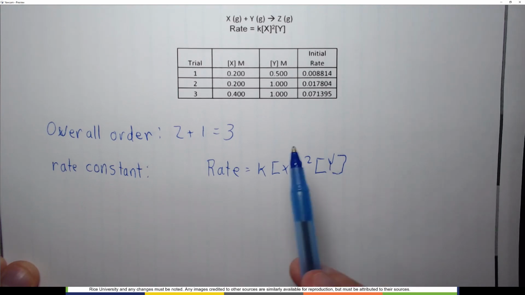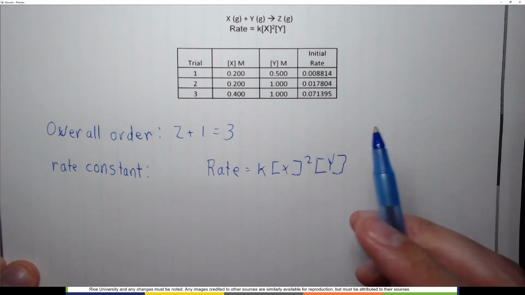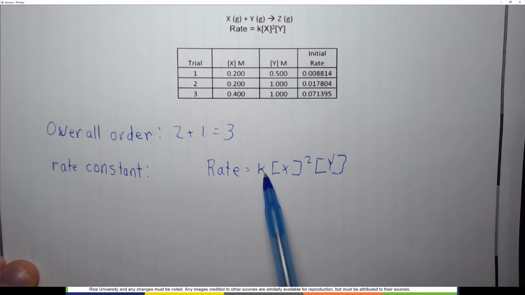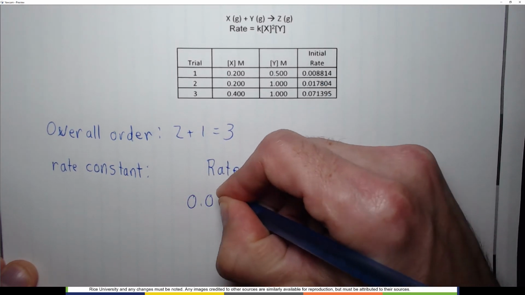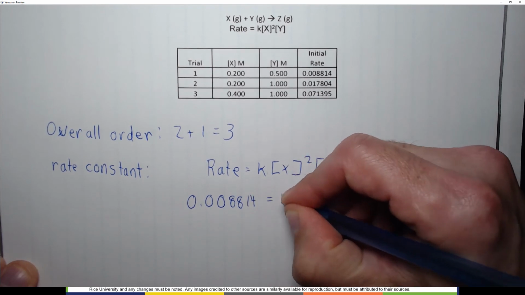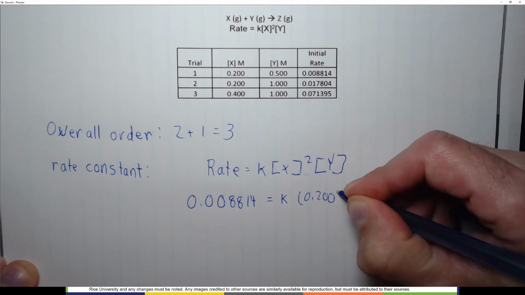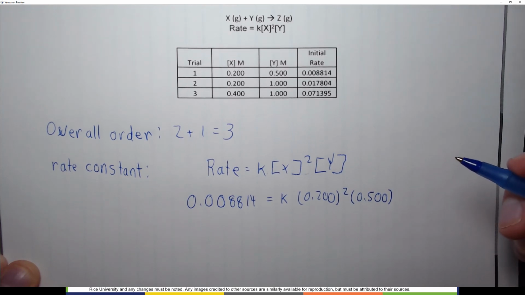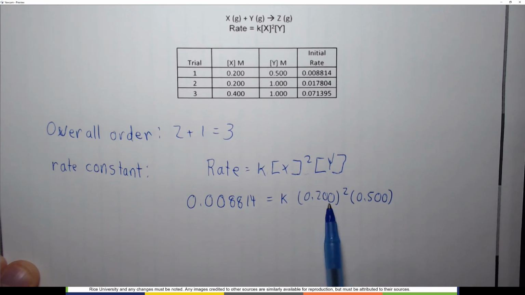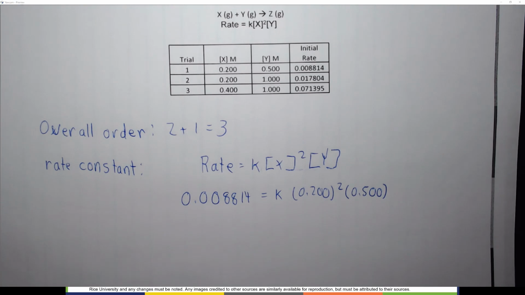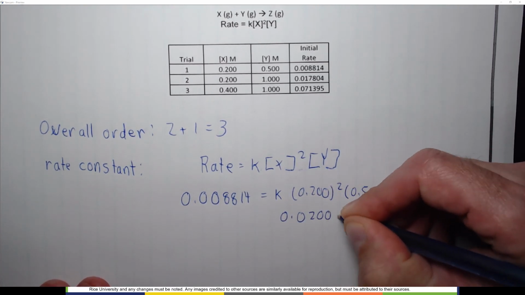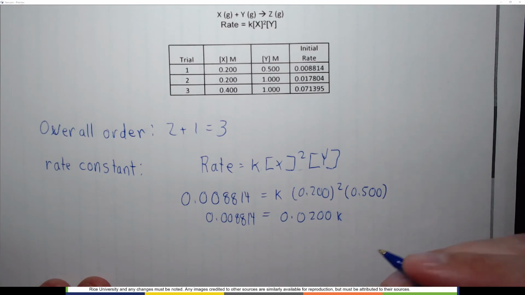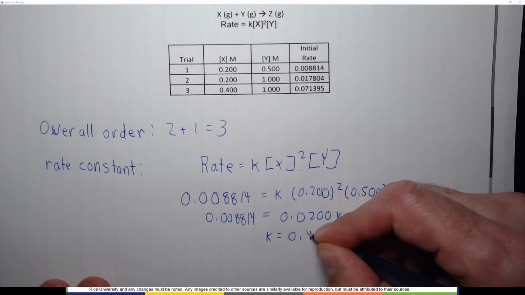If you're up to it, pause the video for a second and see if you can find the rate constant based on this. To find the rate constant, we just pick any trial. I'm going to pick the first trial, but it doesn't matter which trial you pick. We now know all the variables except k when we plug in a trial. So we know the rate, 0.008814 equals k. Concentration of x is 0.200 squared. Concentration of y is 0.500 to the 1, or just 0.500. When we do this, we take this, we square it, and we multiply it by a half, which gives us 0.0200 k, which equals 0.008814. Divide both sides by 0.02, and we find that k is equal to 0.441.